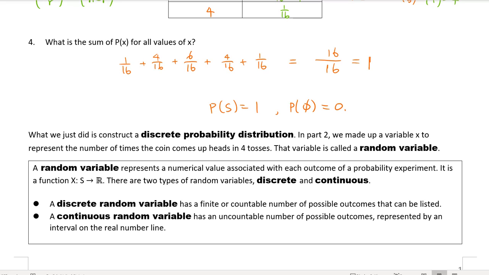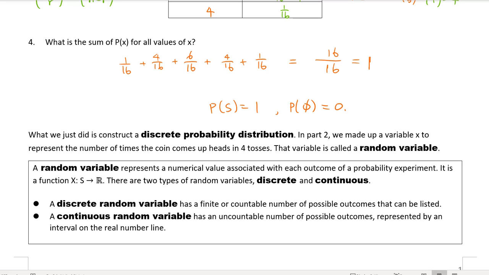In part 2, we made up a variable x to represent the number of times the coins come up heads in 4 tosses. That variable is called a random variable. Okay, so a random variable represents a numerical values associated with each outcome of a probability experiment. It is a function from the sample space to the real numbers. There are 2 types of random variables, discrete and continuous. So the random variable is really like a function.